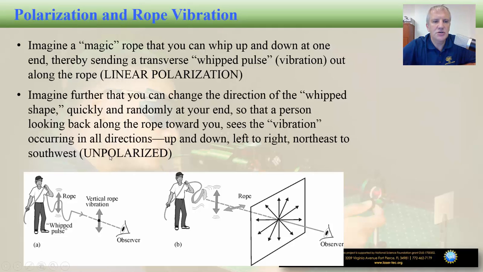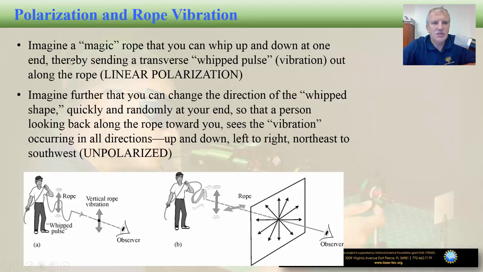So if this magic rope is just vibrating in one plane, meaning the guy is moving the hand only back and forth in a vertical direction, he's going to create so-called linear polarization. If he's moving this rope in all possible directions, the whole wave is going to be moving in all possible directions. In such a case, we are talking about unpolarized light. So that's very important to remember.